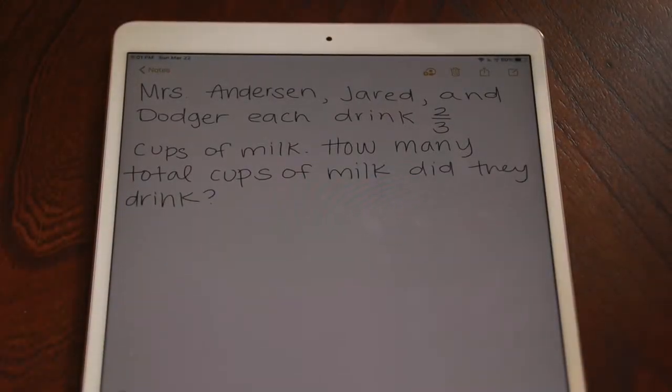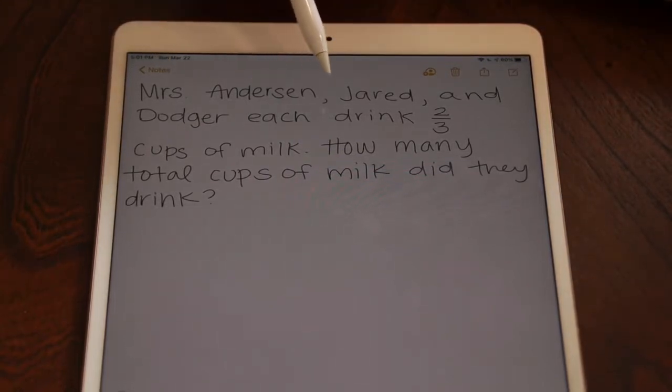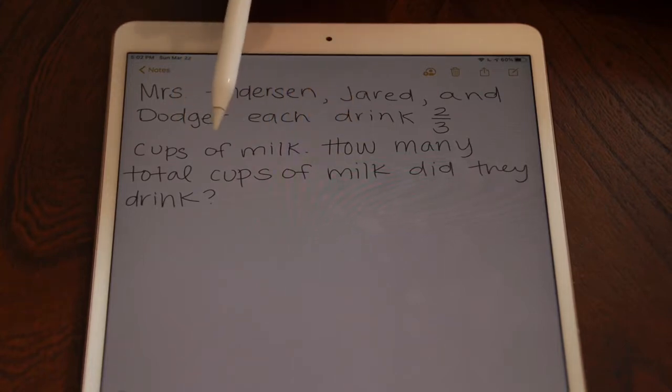Hey guys, so now we're working on word problems with fractions. So let's take a look at this first one. It says Mrs. Anderson, Jared, and Dodger each drink 2/3 cups of milk. How many total cups of milk did they drink?